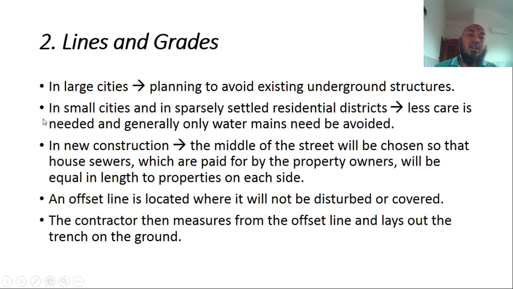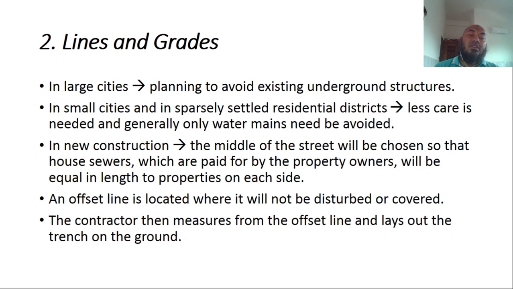In a small city and in a sparsely settled residential district, less care is needed, and generally only the water main needs to be avoided. Meaning that in a small city or a place with scattered residential areas, the water main is important, so the sewer should avoid the water main line.